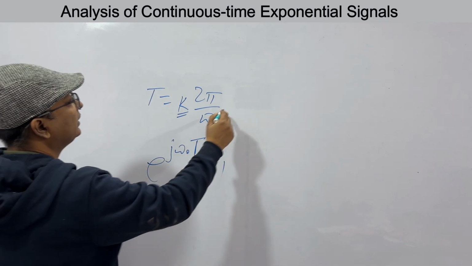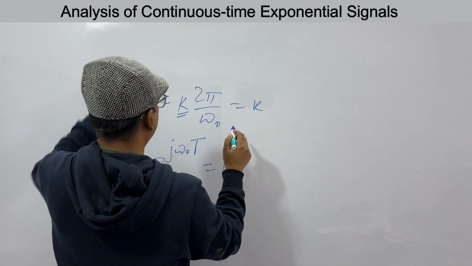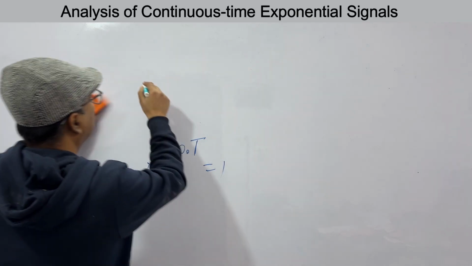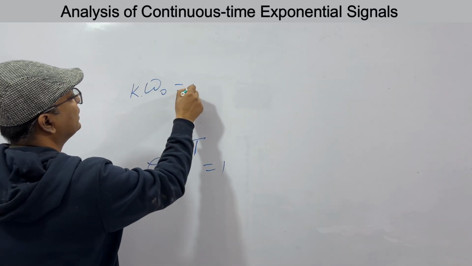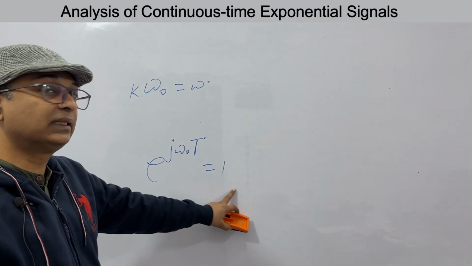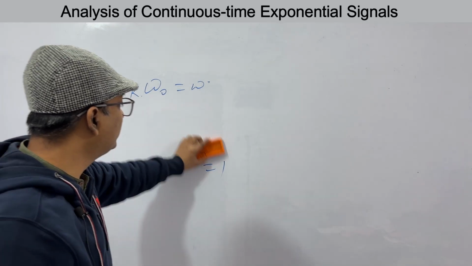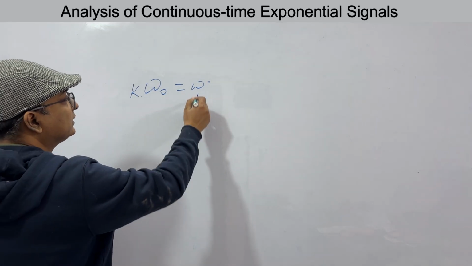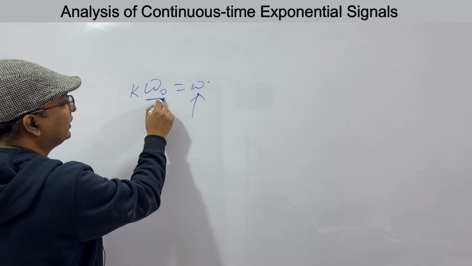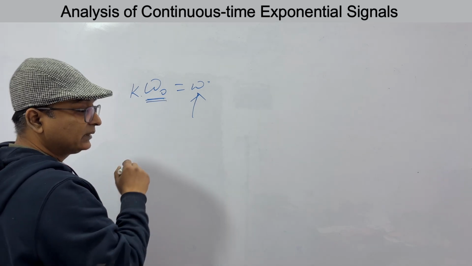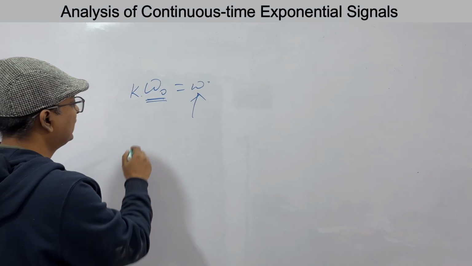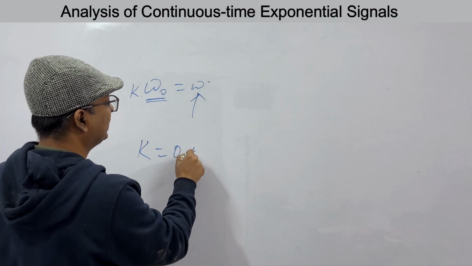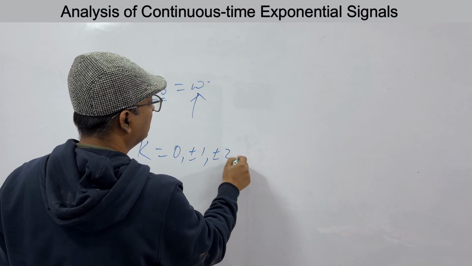So if we write the fundamental angular frequency as omega 0, then multiples of this will also satisfy this equation. So signals which have frequencies that are multiples of the fundamental angular frequency are called harmonically related signals. Okay, k is what? k is 0, plus minus 1, plus minus 2, and so on.